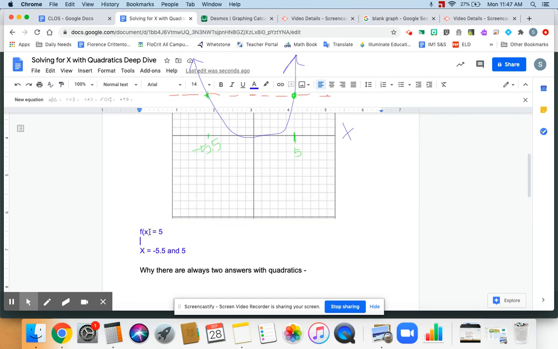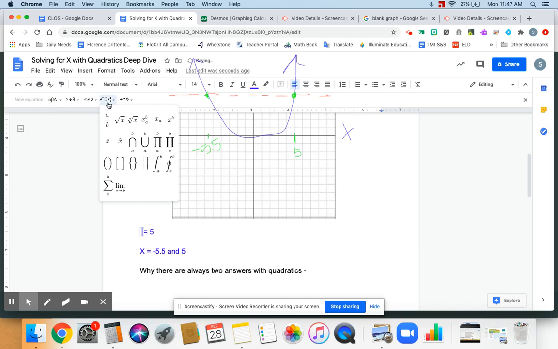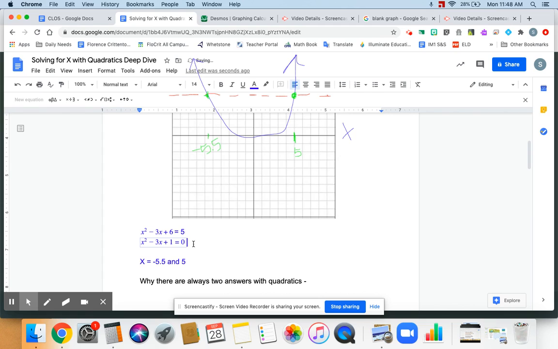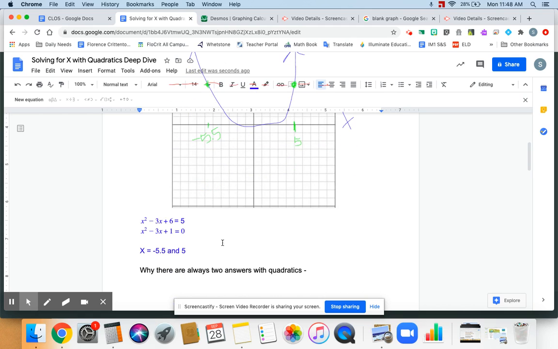So then, let's say I knew the equation. Let's say instead of just saying the equation equals, I said the equation was x squared minus 3x plus 6 equals 5. Well, then you could subtract the 5 over. Then 6 minus 5 becomes 1, and that's going to equal 0. So when you solve this for x, if it was this equation of this graph, then you would get out these two answers. But I just made up this equation.